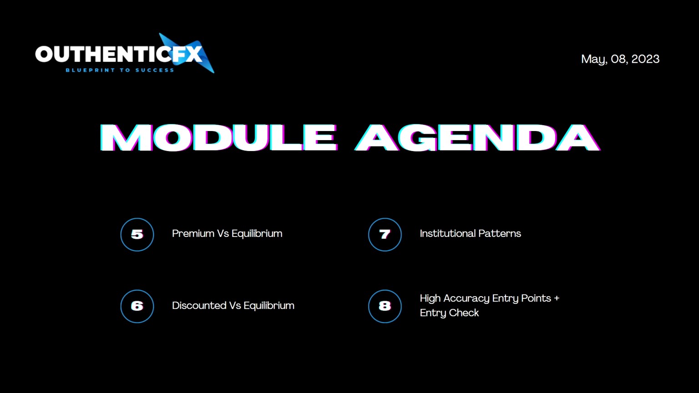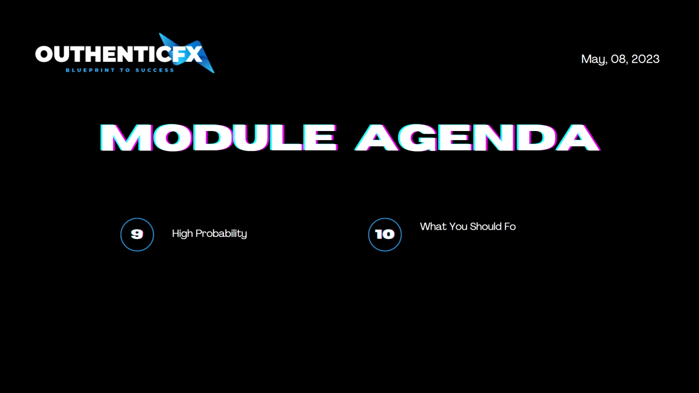We're going to skip Saturday, have a little break on Sunday, and then Monday, we're getting straight back to it with institutional patterns, followed by Tuesday, which will be high accuracy entry points plus entry check points. And then we're going to end this off on Thursday, but Wednesday's lesson is going to be high probability targeting. And then from there, Thursday will be what you should focus on as a new trader.